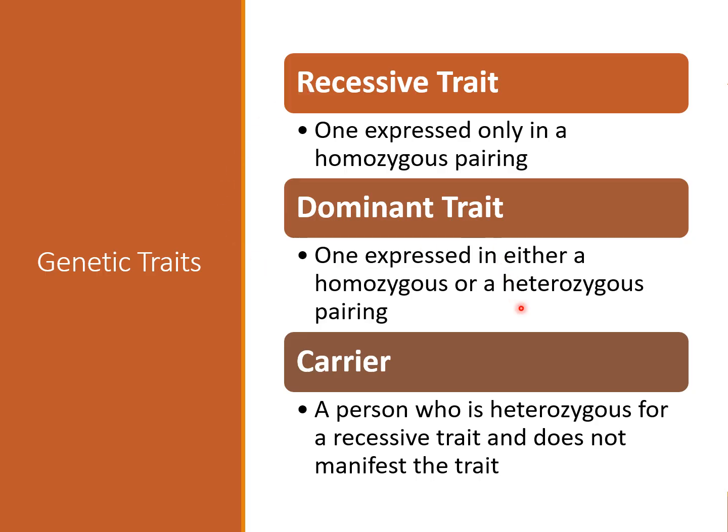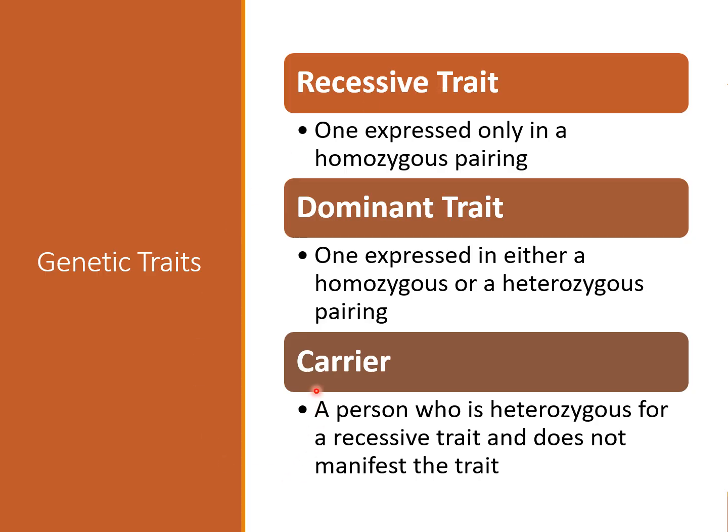A dominant trait is one expressed as a phenotype in either homozygous or heterozygous parents. So if you inherit a dominant trait from either one of your parents, you will express that phenotype. So again, in the dimple example, big D, big D, of course, expresses the phenotype, two dominant traits, right? But big D, little d, you will also express that phenotype because it's a dominant trait, okay?